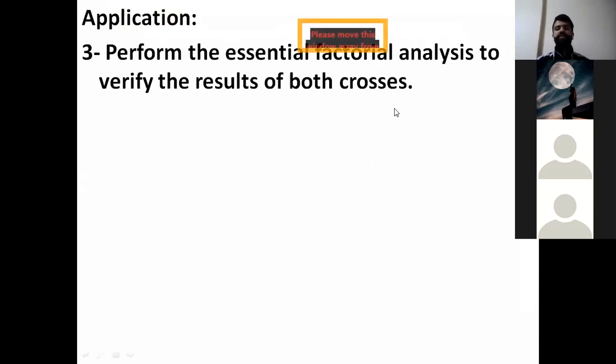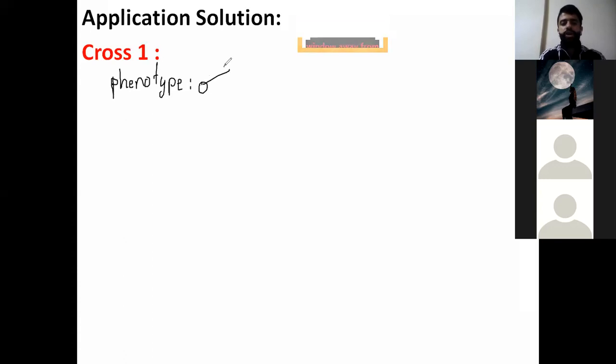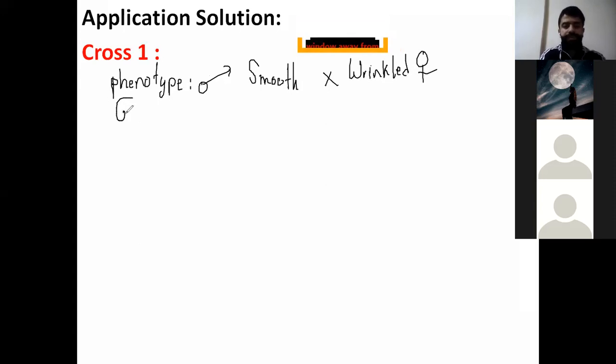Now, perform the factorial analysis to verify the results of both crosses. In cross 1, what do we have? In cross 1, first of all, we have to write the phenotype. Always in the factorial analysis, we have to start with the phenotype: male crossed with female. One of them is smooth, and the second is wrinkled. This is the phenotype. In the F1, the parents are pure. So genotype: male, it's pure, and the smooth is dominant, so it's SS. Crossed with the female, wrinkled, W small, W small.